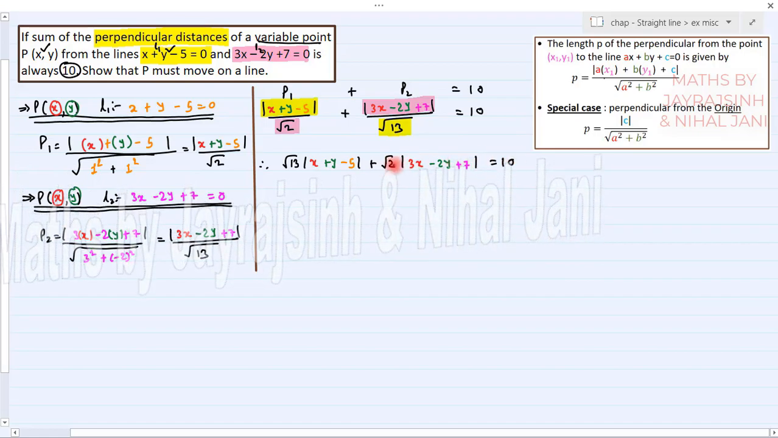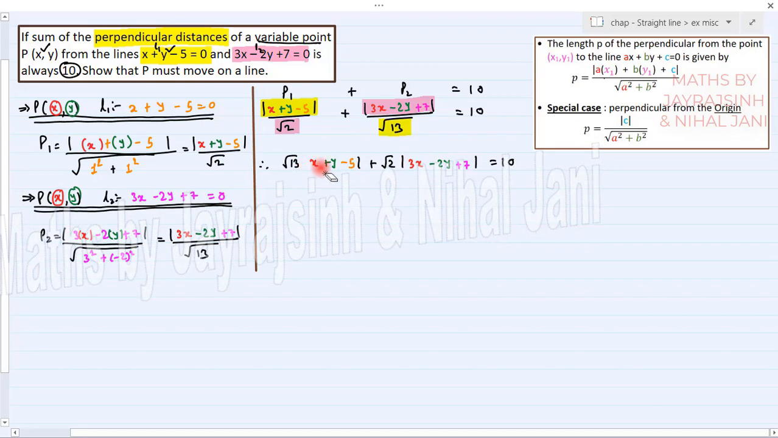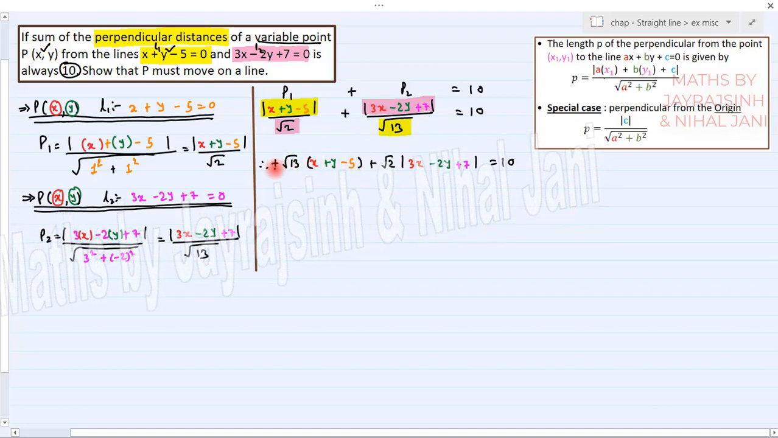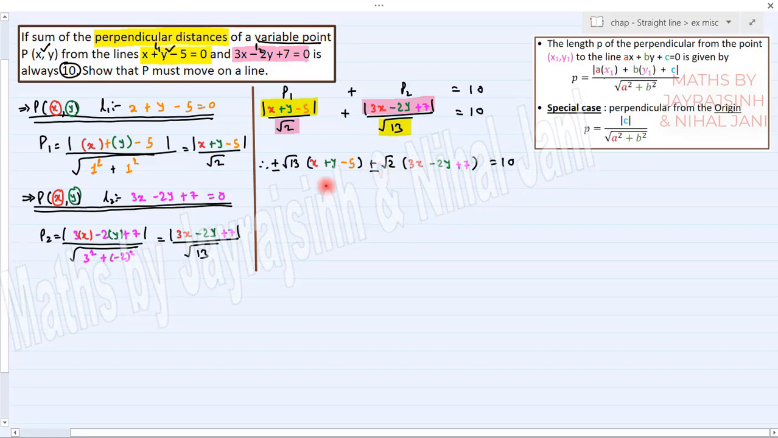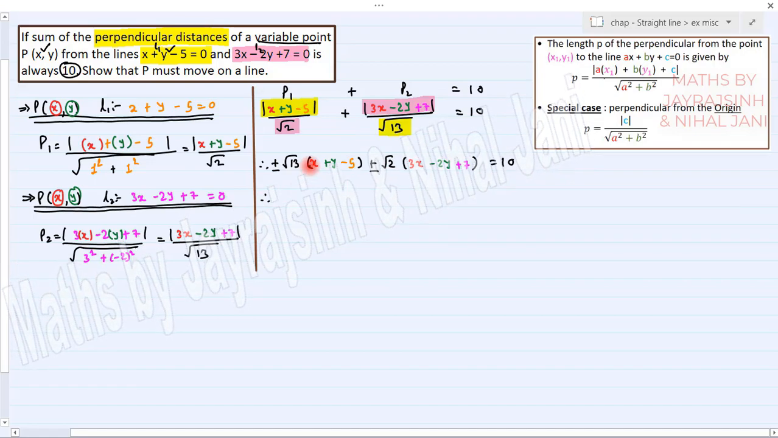is equal to 10. Here, you should remember that when we remove the mode, we have to place plus or minus. So your second term will also become plus or minus root 2. Now, in further simplification, let's open the bracket.